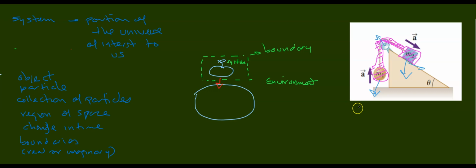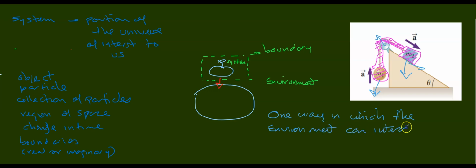Because one way, I'm going to write it even, one way in which the environment can interact with a system is through a quantity we will define eventually as work. And this will be explained in the next video.